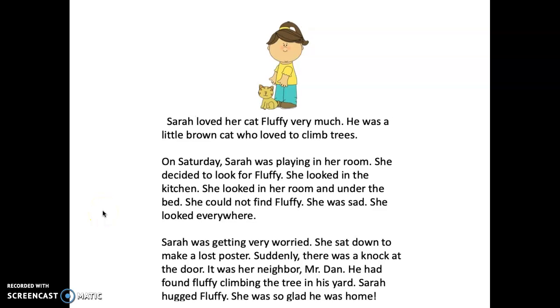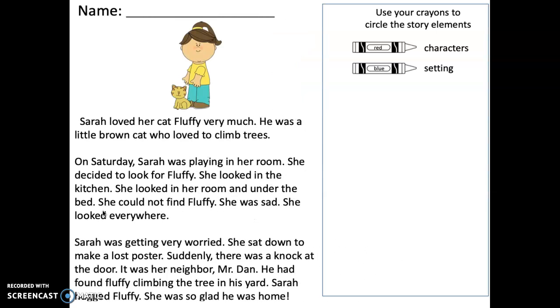Now I'm going to show you on the next page what your activity would look like to practice and show what you know. We're going to do it together. So when we have our story right here, our first direction is to look at the characters and the setting. That's a really good first thing to do when you're trying to find problem and solution. You really want to know what characters you're talking about and where they are. So the directions say to use a red crayon to highlight or circle the characters. And then we're going to use a blue crayon to highlight or circle the setting.